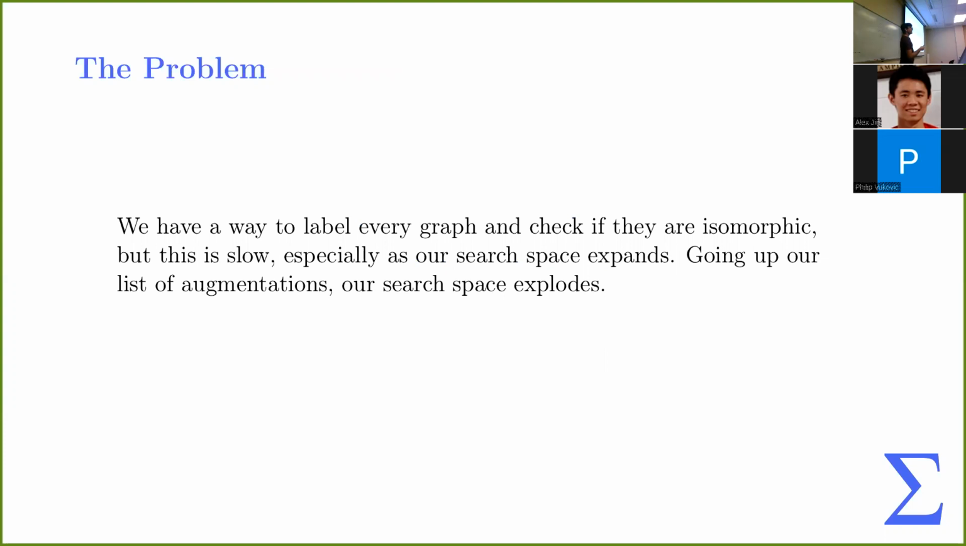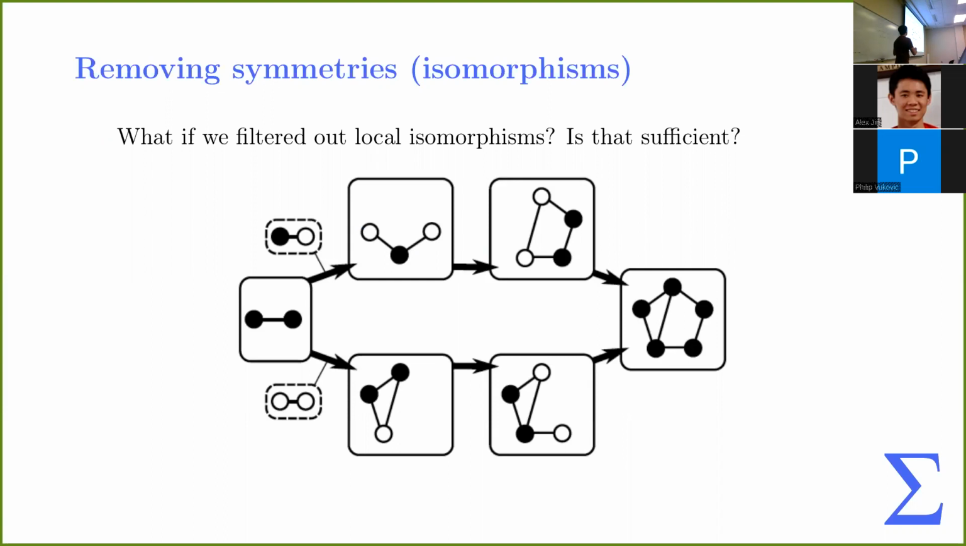So we have a way to label, yeah. Can you go over what exactly is the hard problem? Yes, the hard problem is just generating graphs, right? And making sure that you're only generating them once, right?